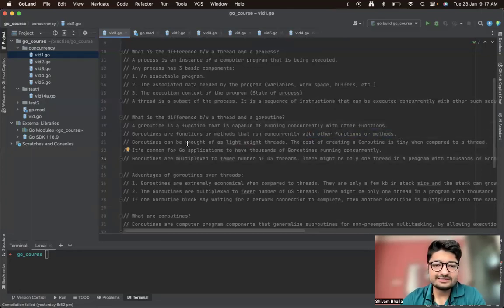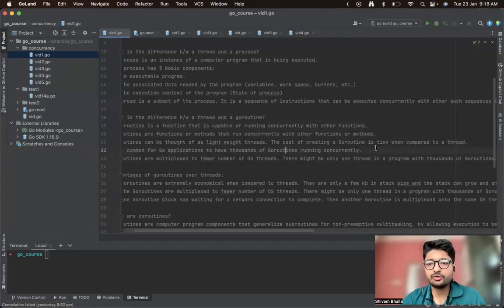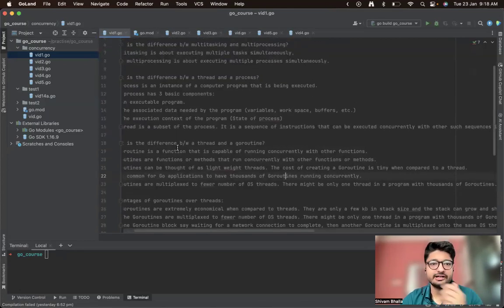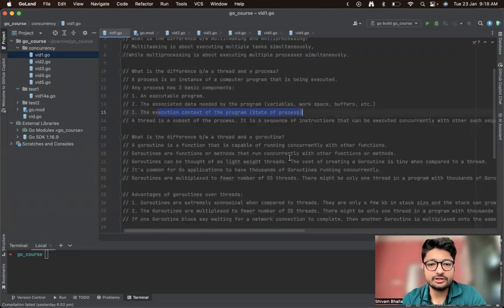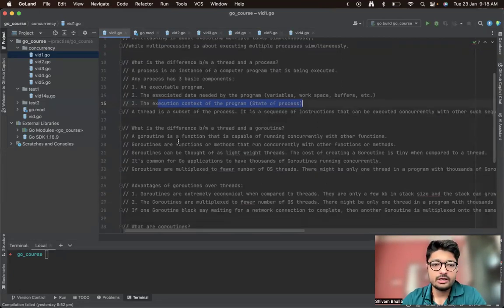Goroutines are functions or methods that run concurrently with other functions or methods. Goroutines can be thought of as a lightweight thread. It is different from a thread. The cost of creating a goroutine is very tiny compared to a thread, because a thread is actually storing a lot of data, all this executable data, but that much information is not required for a goroutine because it's just a simple function call. It is common for Go applications to have thousands of goroutines running concurrently.